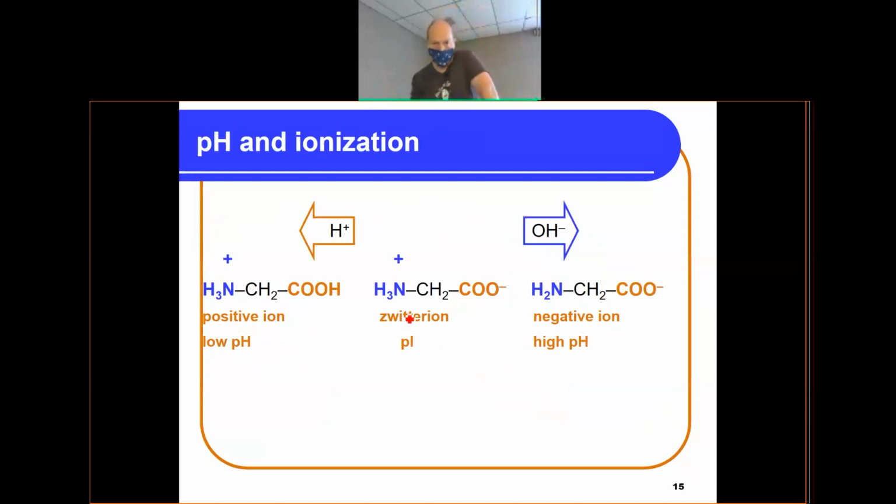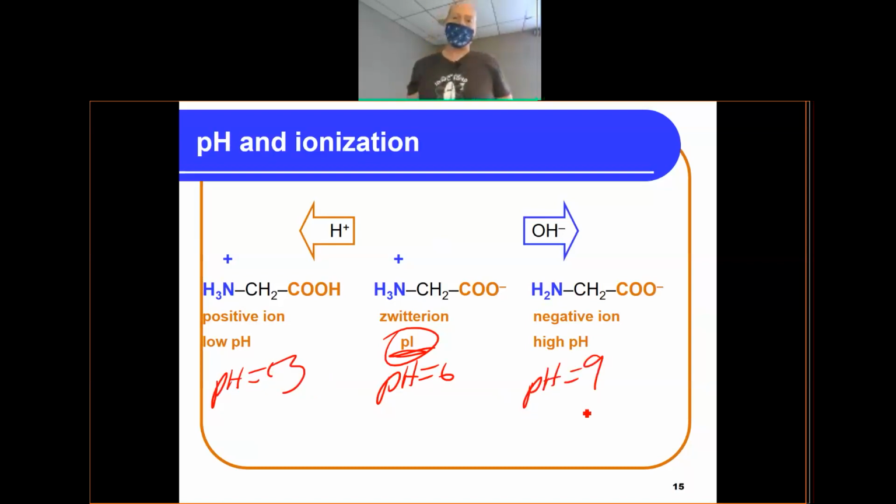All right, so again, you have your neutral pH, which is equal to 6. For low pH, go lower than 6, down to say 3. For high pH, go up to say 9. Those are my numbers. I like going by threes. It makes it easy to remember, and it does work.